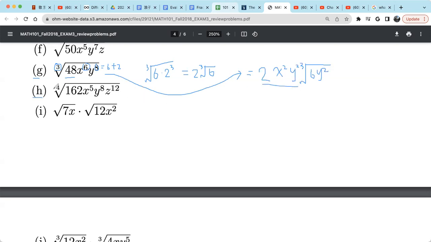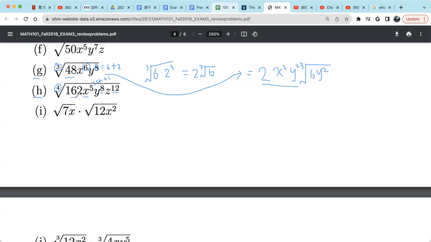Let's look at H. The index is 4. We're looking for exponents to be 4 or multiples of 4, like 4, 8, 12, 16, and so forth. So 8 is fine. We don't want to change anything about y. 12 is fine. We don't want to change anything about z. Well, let's see x raised to 5. 5, probably we want to write as 4 plus 1, right? That means x raised to 4 times x.